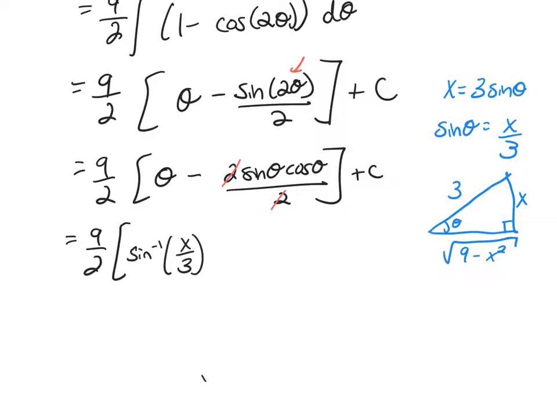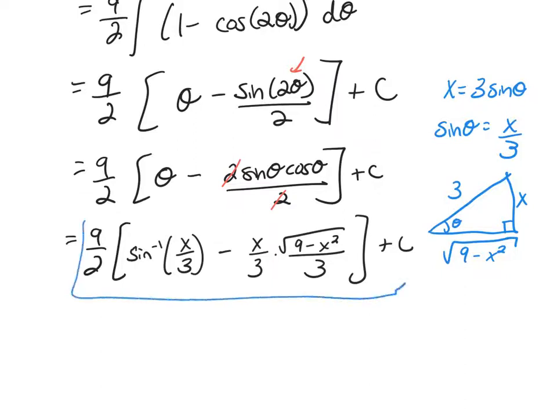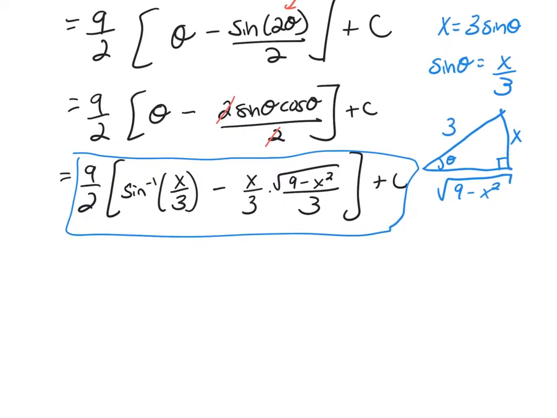And then sine is x over 3. Cosine is the square root of 9 minus x squared over 3, plus c. And there is our answer for this integral. So don't forget that you need to draw this triangle to switch back to your answer being in terms of x.